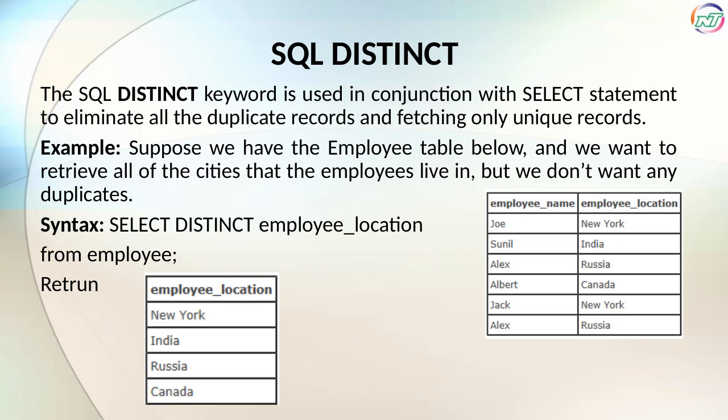in the result. For example, if we write select distinct employee location from employee, the output will show New York, India, Russia, and Canada each just one time, regardless of how many employees are from those places. This makes it easier to see the unique locations without any repeats.